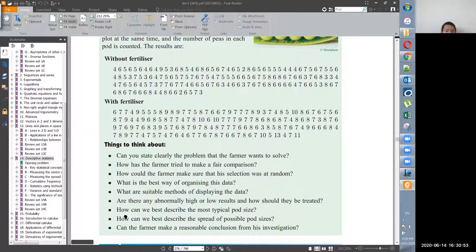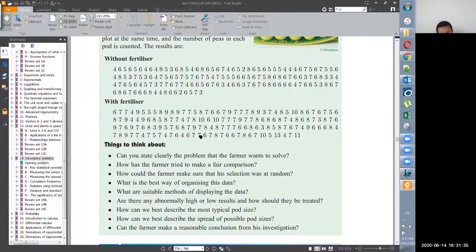And then next, how can we best describe the most typical plot size? Whether you want to use the mode, median, and what else? I remember there's one more. Mode, median, mean is the average. So how can we best describe the spread? Spread means how wide is the range. That means the minimum and the maximum, that is our range. And can the farmer make a reasonable conclusion from his investigation? Given all these questions, that is what we want to answer with our statistics.